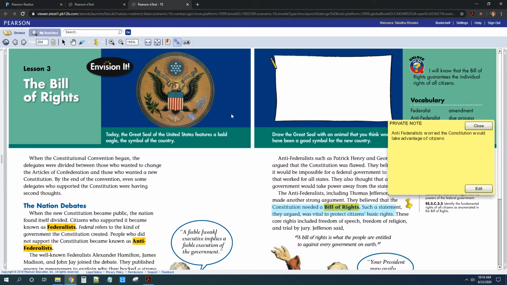So, in lesson 3, you learned about the Bill of Rights and how even though our country had written a new constitution and a new plan of government, there were still a lot of problems with it, and some of the country wasn't happy with all parts of the Constitution.